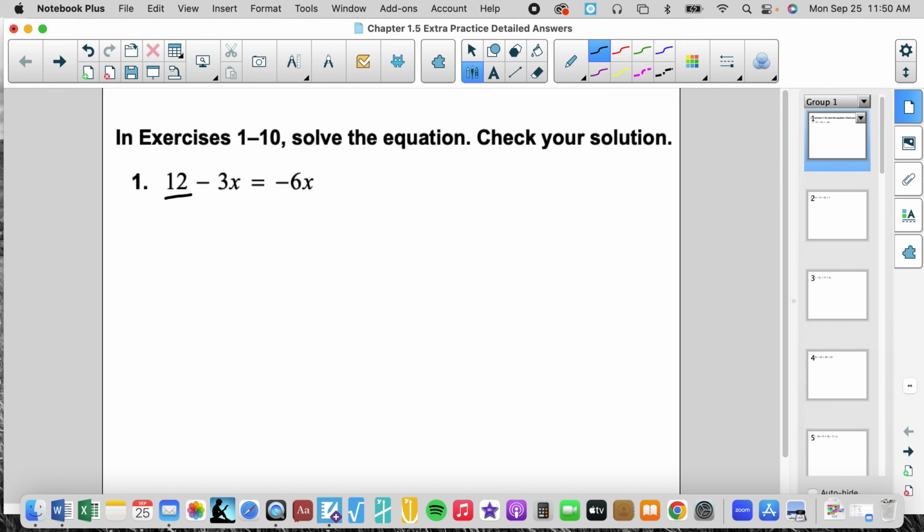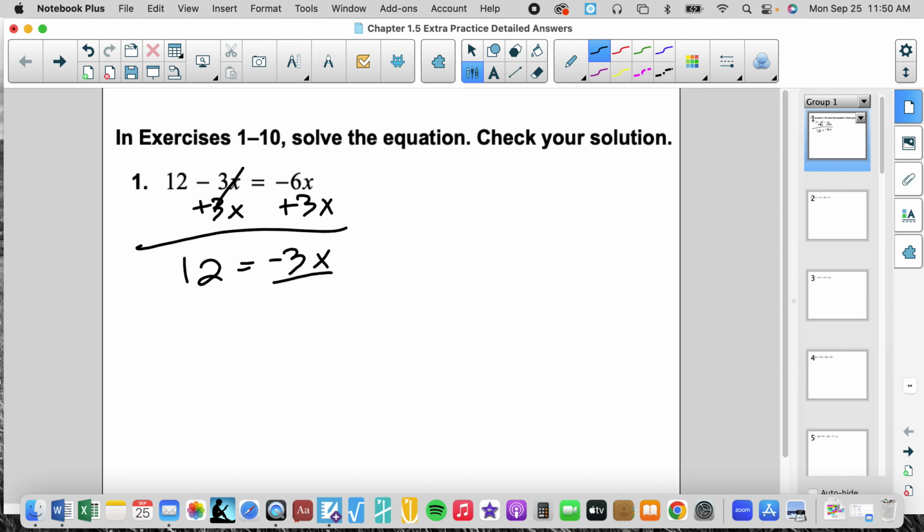Well, we've already got our constants consolidated on the left side, so we're going to take this variable and move it to the other side. So we just don't move it. We want to get rid of it on the left side. So we want to get rid of a negative 3x, so we're going to add 3x. These would cancel. You're left with 12 equals negative 3x.